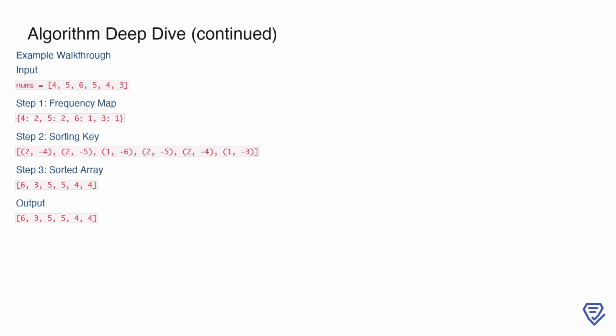Next, we generate the sorting key for each element, resulting in (2, -4), (2, -5), (1, -6), (2, -5), (2, -4), (1, -3). These tuples reflect the frequency and the negative value of each element. Using these keys, we sort the array to get 6, 3, 5, 5, 4, 4. Finally, this sorted array is returned as the output, fulfilling the requirements of sorting by frequency in ascending order and by value in descending order when frequencies are equal.